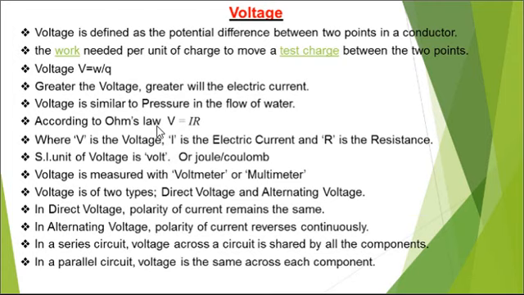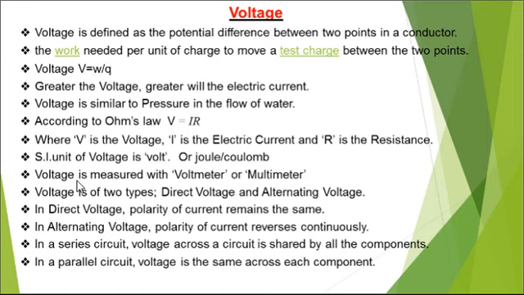And we know Ohm's law, V is equal to IR, where V is voltage, I is electrical current and R is resistance. And the SI unit of voltage is volts. We know that V is equal to W by Q, where work has units joules and Q, charge, has units coulombs. That's why the unit of voltage is joule per coulomb.